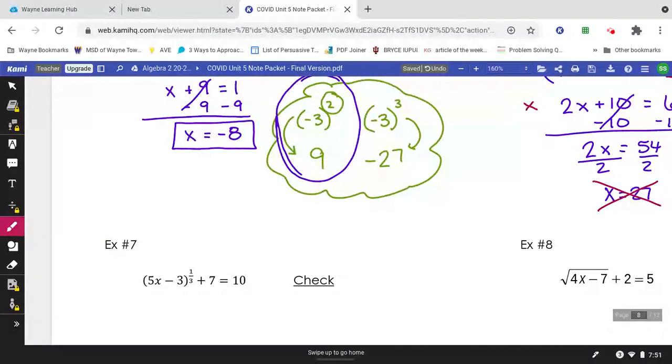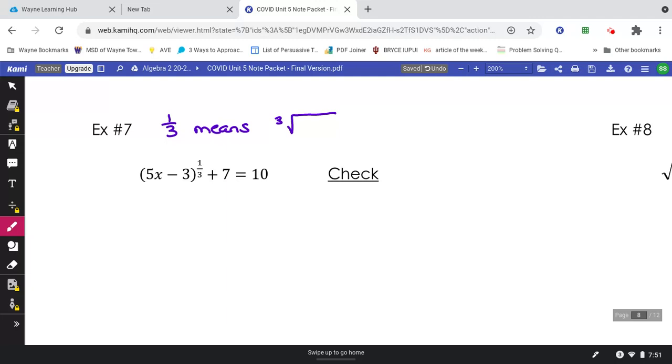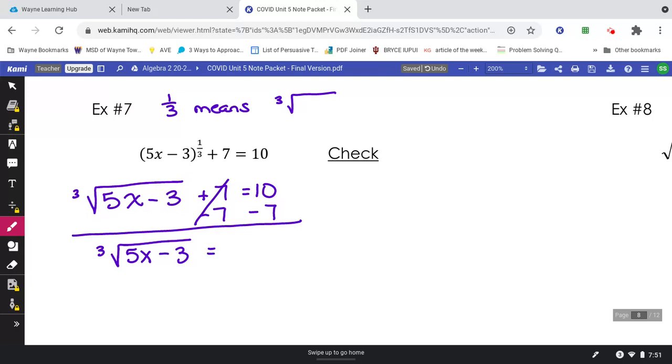Okay, example number 7. This time we have a 1/3 power. 1/3, just like 1/2 means square root, 1/3 means cube root. So I will write that as the cube root of 5x minus 3 plus the 7 equals 10. And remember, we need to subtract our 7 because it's not under the root bar. You get the third root of 5x minus 3 equals 3.